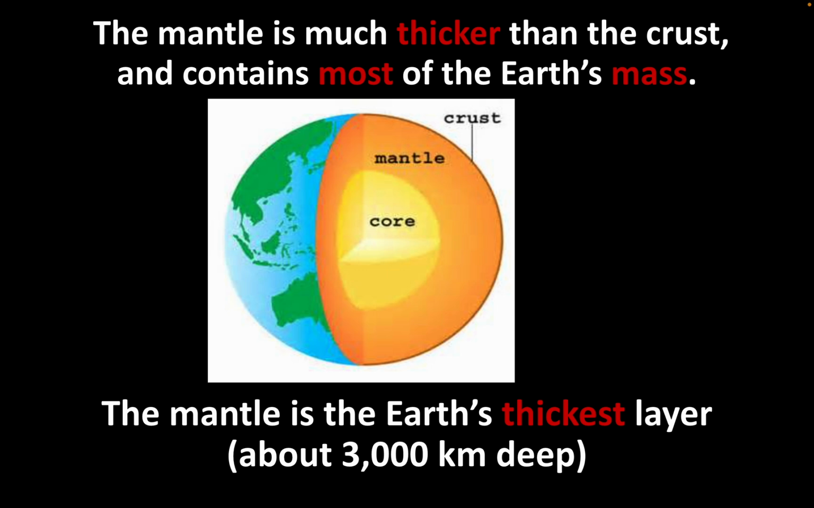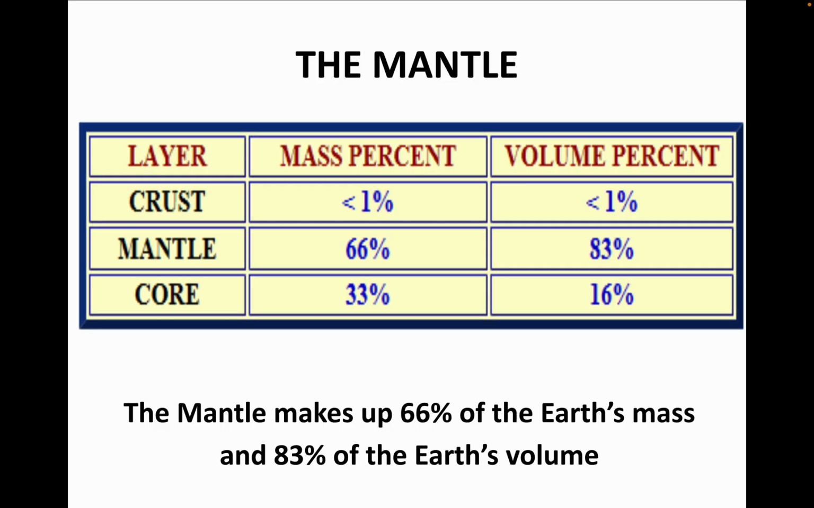So the mantle is much thicker than the crust. It contains most of the Earth's mass. What does that mean? Remember, mass is the amount of matter in an object. So that means most of the Earth's matter, or atoms, the stuff that makes up the Earth, is located in the mantle. We talked real quickly about what that means for density. Remember, density is the total mass divided by the total volume.